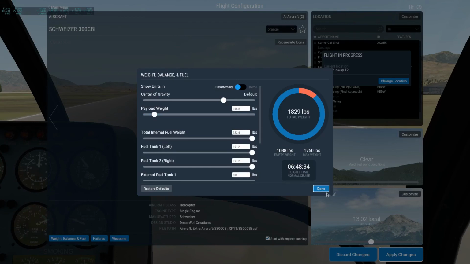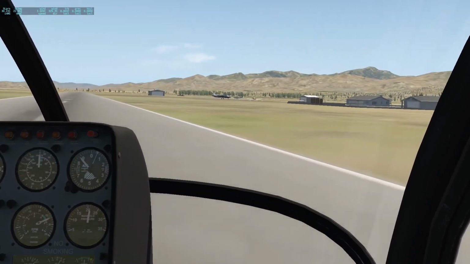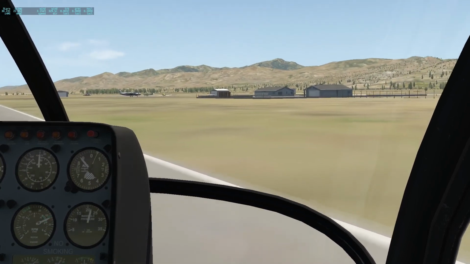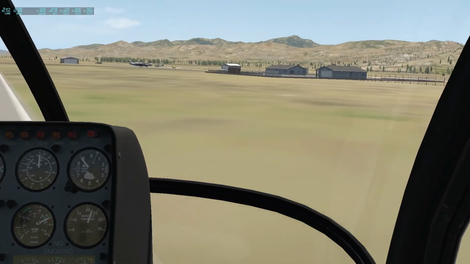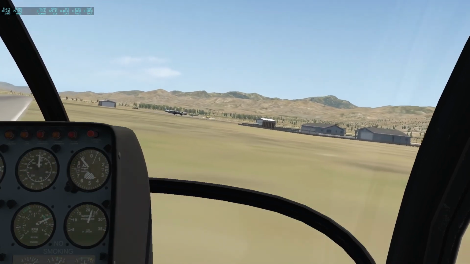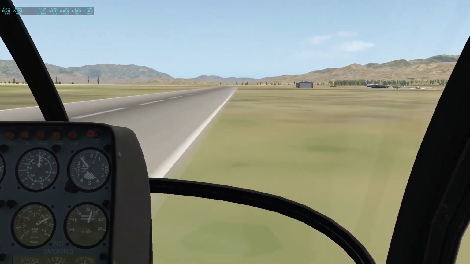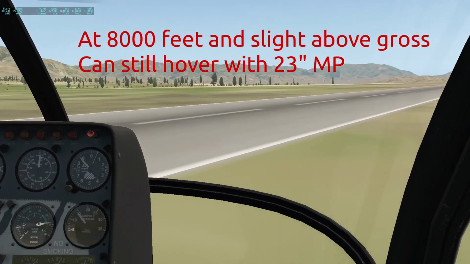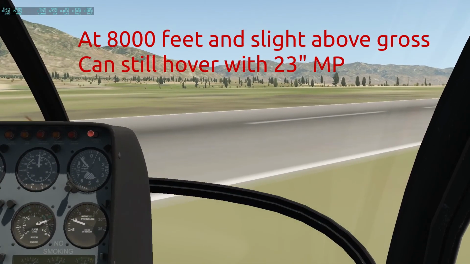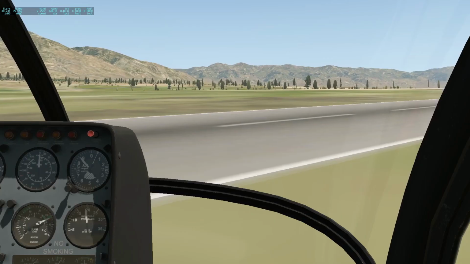A few pounds above the gross weight. We'll see how this affects things. All right, so I'm able to actually hover when I'm slightly above the gross at 23 inches. So let's go a little more extreme. We're going to be about 200 pounds heavy. We'll see what happens here.